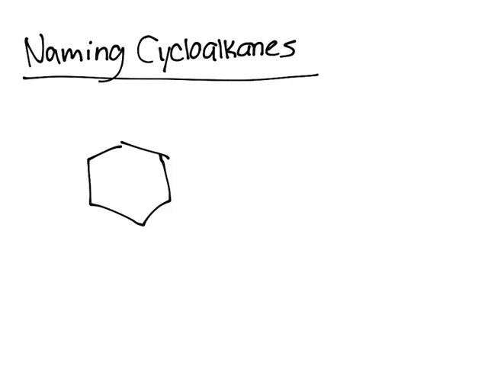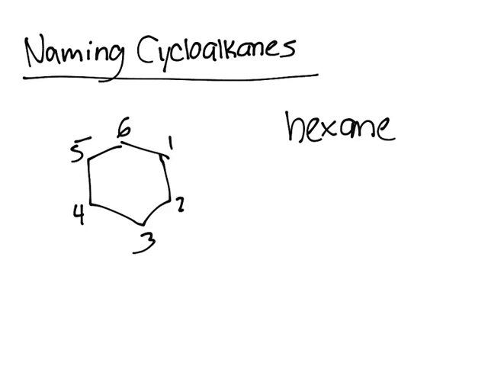So let's name that. First off, once again, you want to start off with counting how many carbons there are. It doesn't matter which way you count it. I want to start there. So 5, 6. So 6 carbons means it's a hexane. And since it's in a ring, you simply add cyclo in front of it. So this structure would be called cyclohexane.